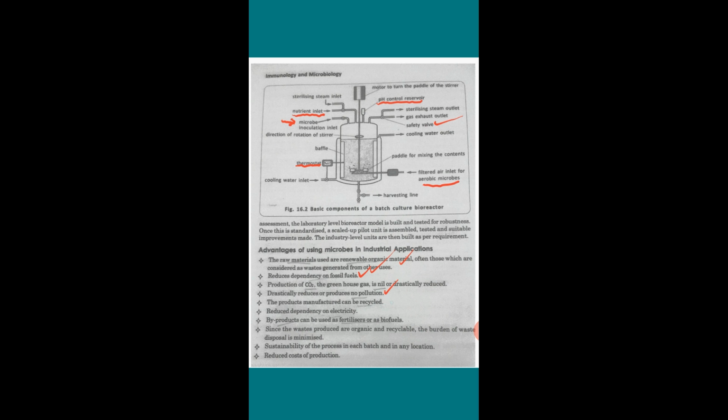Then, products manufactured can be recycled. The products manufactured in this bioreactor can be recycled and used for versatile purposes. The reduced dependency on electricity, which has been already discussed. Then, byproducts can be utilized as fertilizers or biofuels. During the reaction of microorganisms, along with the desirable products, there will be some byproducts which can be utilized as fertilizers or as biofuels. A lot of examples will be there.